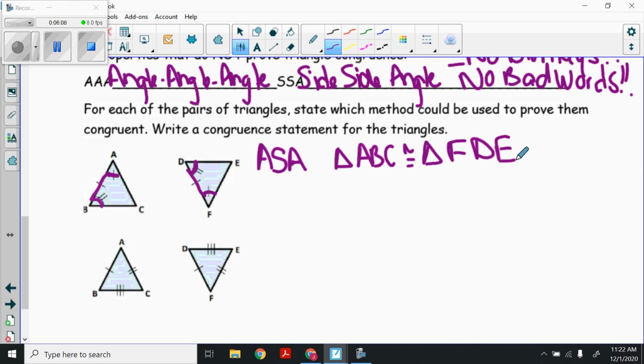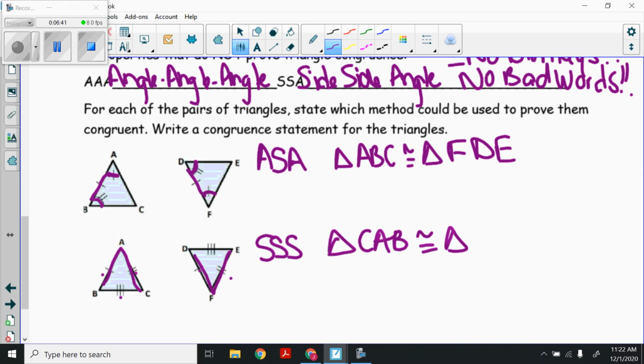So now I come down here, this one, I have 1 tick mark, 2 tick marks, 3 tick marks. What do I have? Sides. So I have SSS, side, side, side. Triangle, again, I can start in any order. So this time I'll do CAB is congruent to triangle. So C up to A, and then A to B. So I went to the side with 2 tick marks, then to 1 tick mark. So that's going to be the side with 2 tick marks, and then 1 tick mark, E, F, D. Okay.